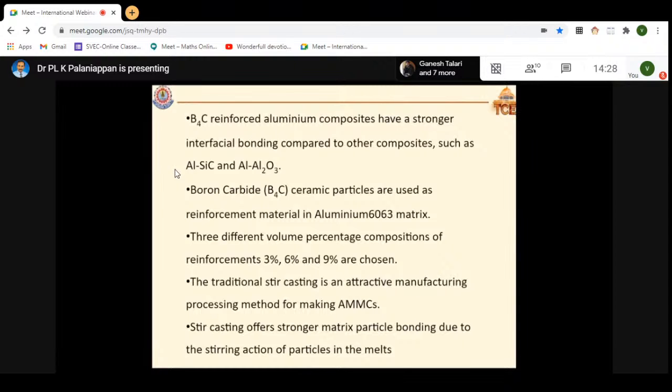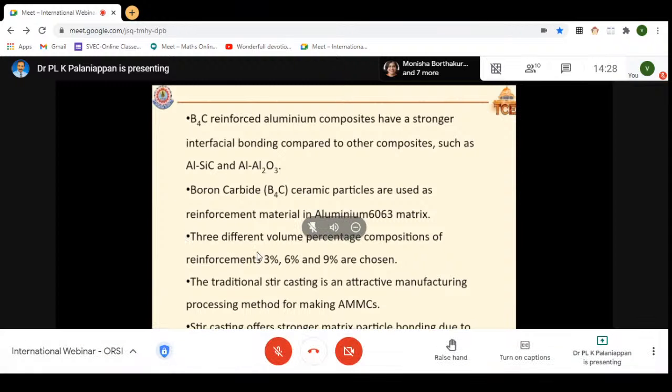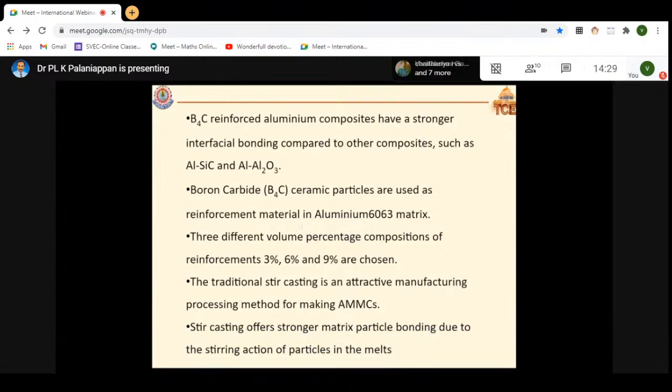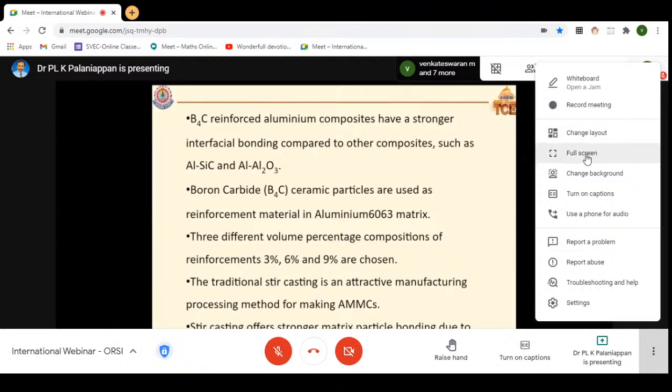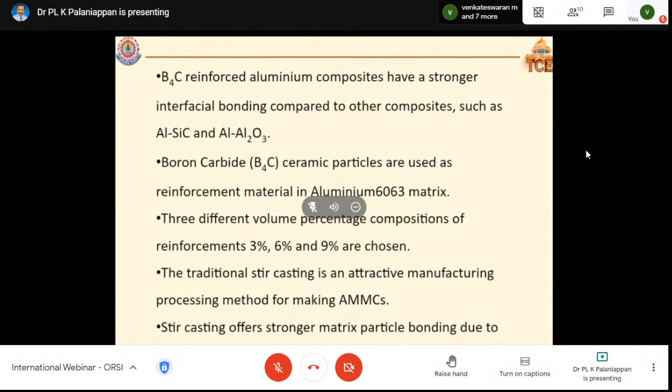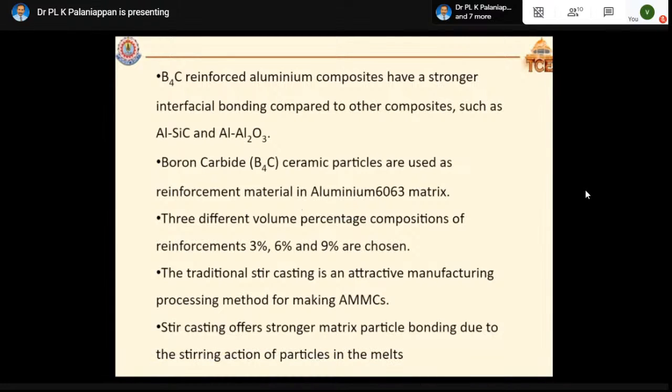Boron carbide reinforced aluminum composites have stronger interface bonding when you compare with the other aluminum metal matrix composites, such as aluminum silicon carbide and aluminum oxide. Aluminum boron carbide has an upper edge. The boron carbide ceramic particles are used as a reinforcement material. Three different volumes we want to try: 3, 6, and 9 are chosen. This is based on the past literature, so we have carried out a literature survey.